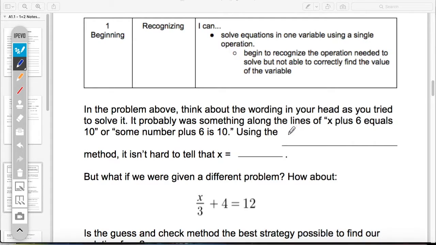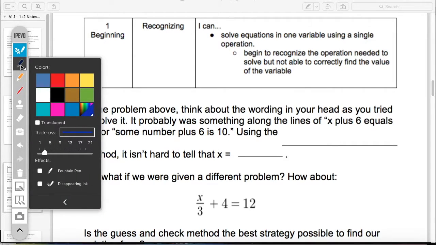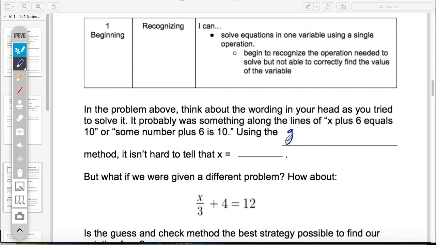Sorry about that. Using the guess and check method, it isn't hard to tell that x equals 4. Okay? Well, let's take a look at this problem right here.